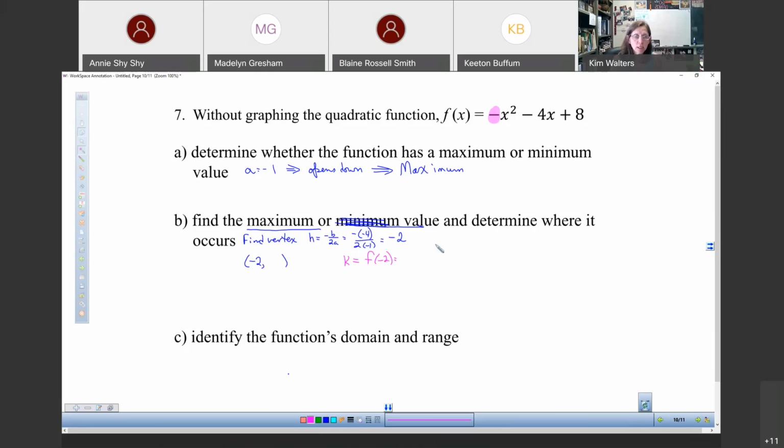My function is negative, and then -2 squared minus 4 times -2 plus 8. So, -4 plus 8 plus 8. And this is going to be 4 plus 8, which is going to give me 12.